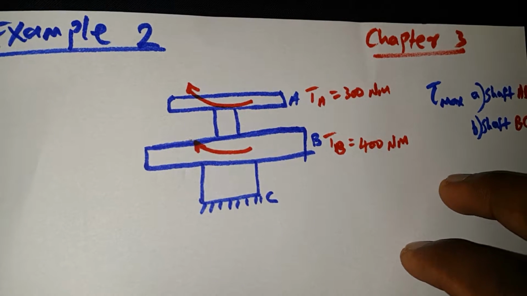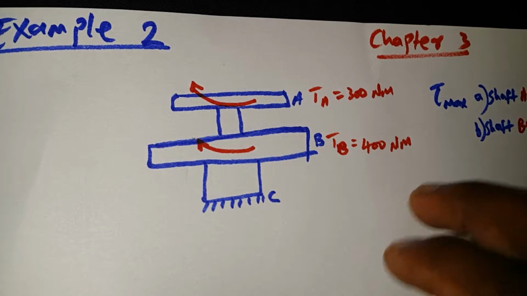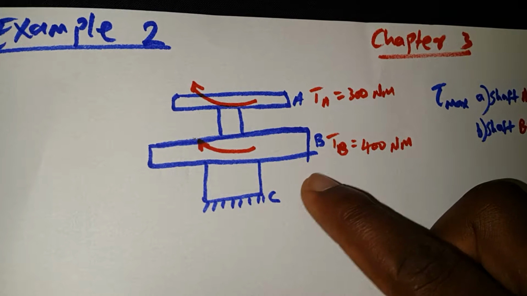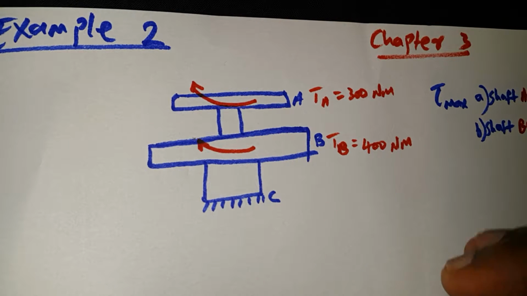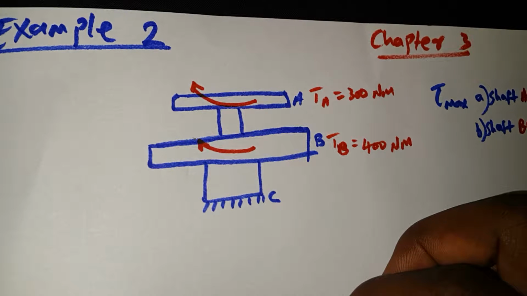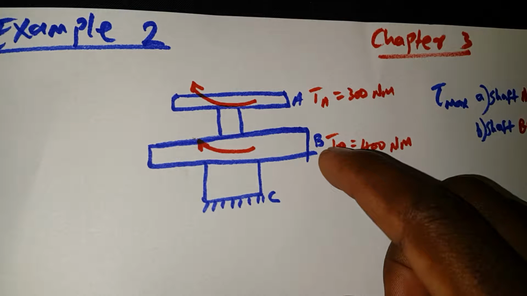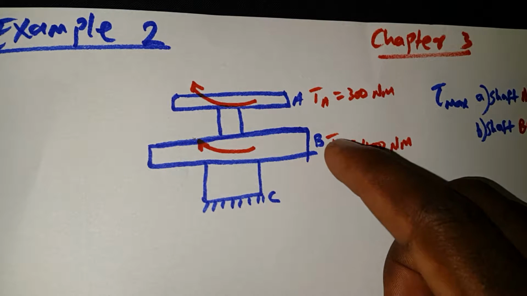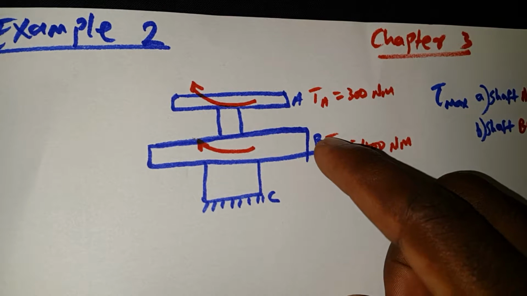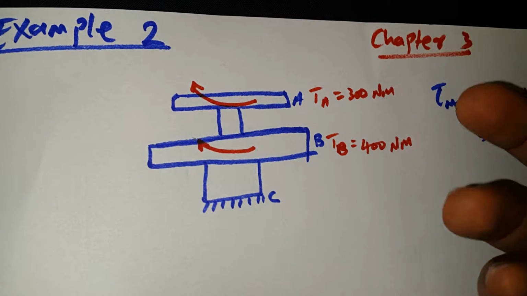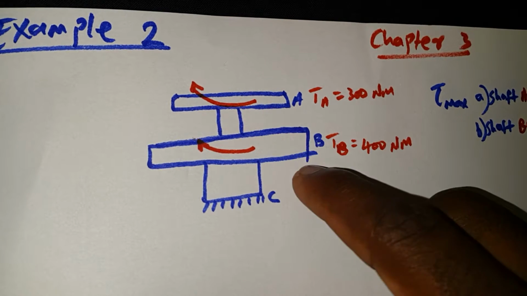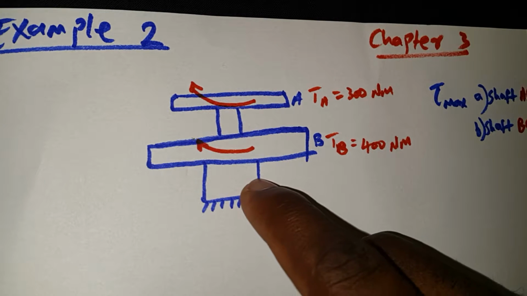Alright guys, in this video, this is the second example in chapter 3. We solved the first example in the first video on this chapter when we were talking about torsion. Now this is the second example, and this is another type of example. In chapter 3 we will solve 3 different types of example. In the first video we solved the first type. Here this is the second type, and here we are talking about the shaft.